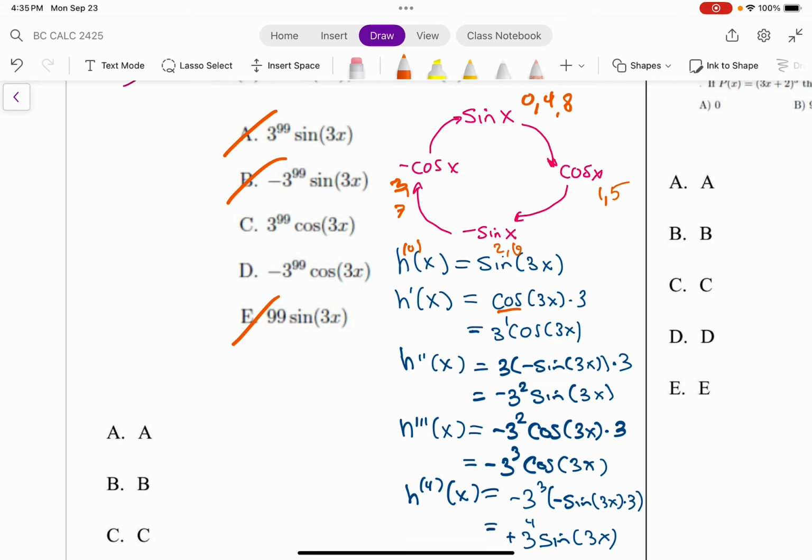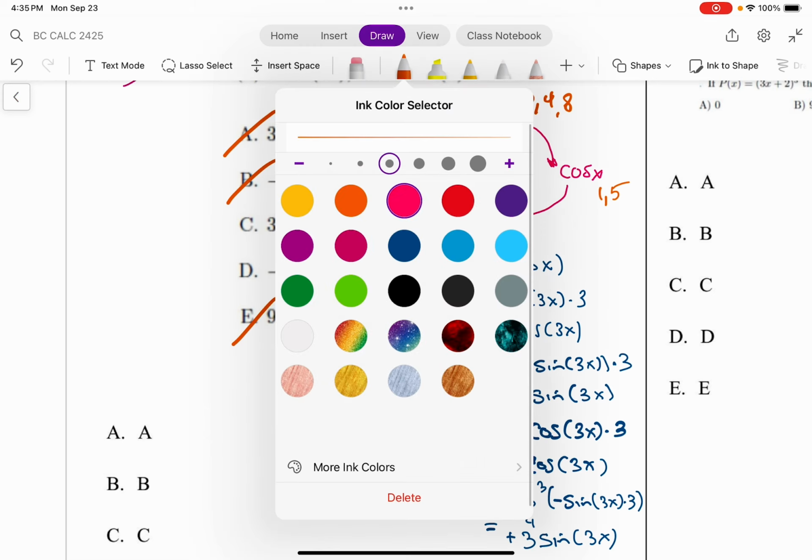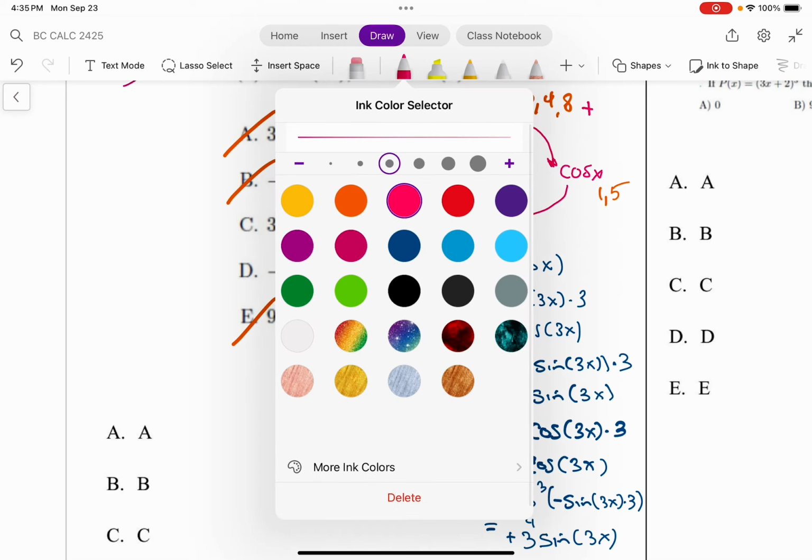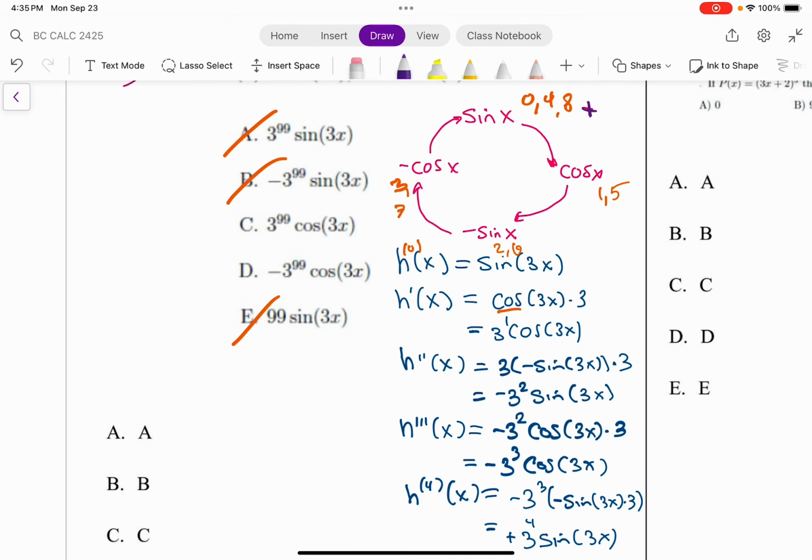So now it's just, are we going to get a positive or a negative? Let's see what happens. Our 0th derivative was positive. Our first derivative here was also positive. Our second derivative, if you look below, was negative. So I'll put a negative here. Our third derivative was negative. And then our fourth derivative was positive again. And then the pattern should repeat. Once the pattern goes around once, it's going to repeat.